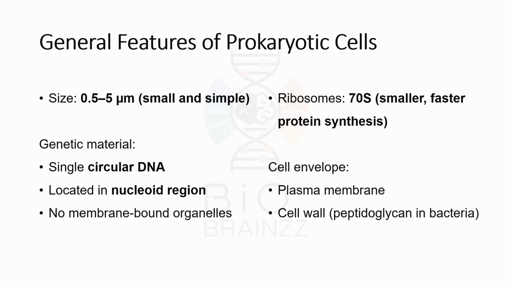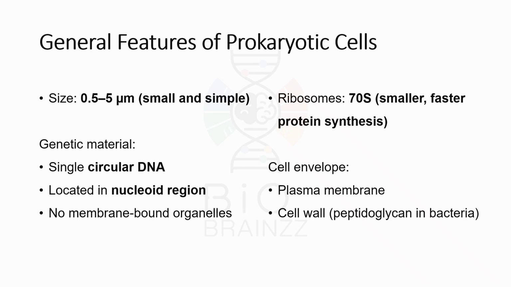General features of prokaryotic cells. Now, let us understand prokaryotic cells in detail. These cells are very small in size, around 0.5 to 5 micrometers, and they are structurally simple. Their genetic material is present as a single circular DNA, which is not enclosed inside a nucleus but present in a region called the nucleoid.